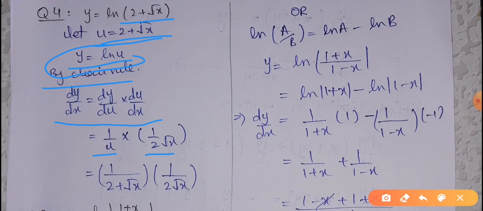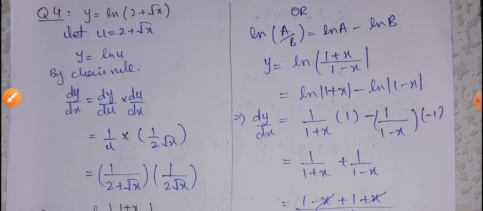We know that the derivative of 2 will be 0, and the derivative of square root of x, that is x to the power 1 by 2, is going to be 1 by 2 into 1 over square root of x. So here is the final result for this. We have used the chain rule over here, but we can solve it directly as well. Whatever the function is, that is ln of some function, we are going to do 1 over that function into the derivative of that particular function. So this will give us the derivative of the given function.